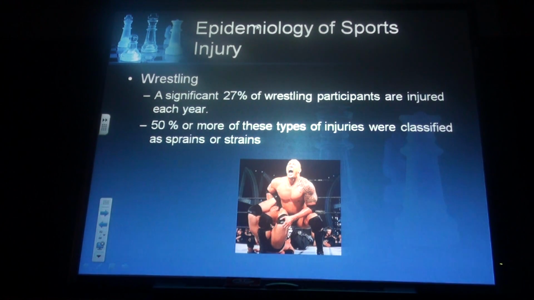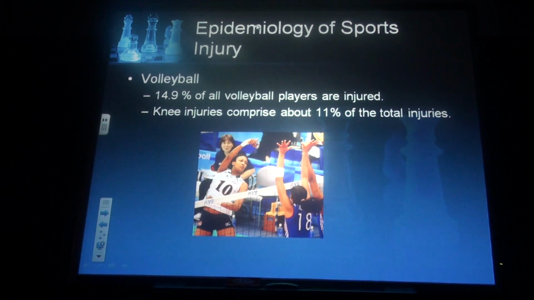Wrestling. Not this kind of wrestling, but wrestling. A significant 27% of wrestling participants are injured each year. 50% or more of these types of injuries were classified as sprains or strains. When we talk about wrestling, we're not talking about the WWE. We're talking about high school wrestling or college wrestling. Volleyball: 14.9% of all volleyball players are injured. Knee injuries comprise about 11% of the total injuries. So knees are a problem in volleyball. Obviously, a lot of jumping and diving and that kind of thing.